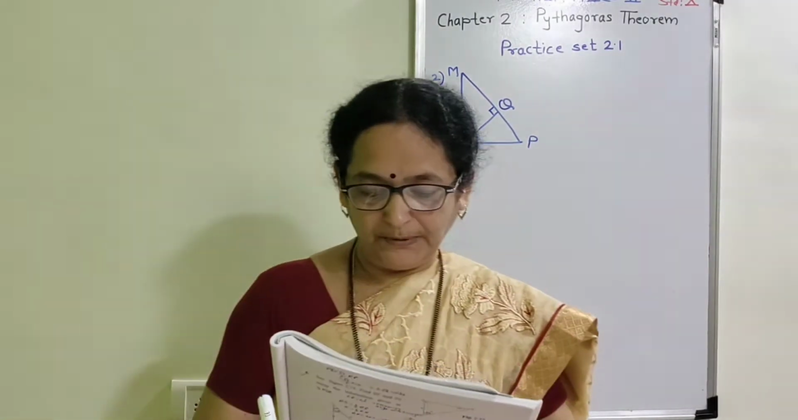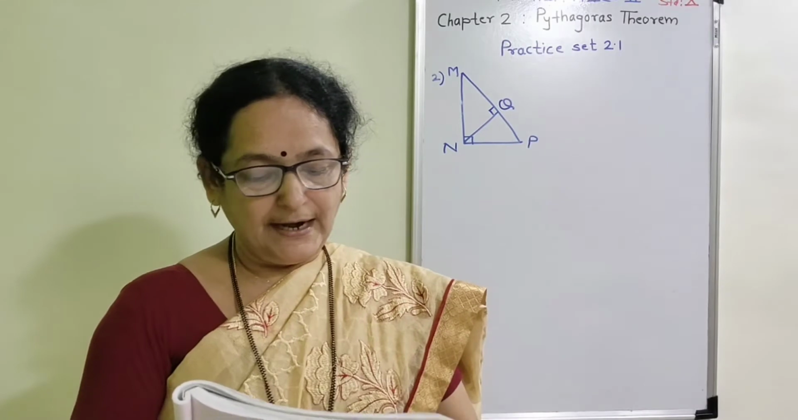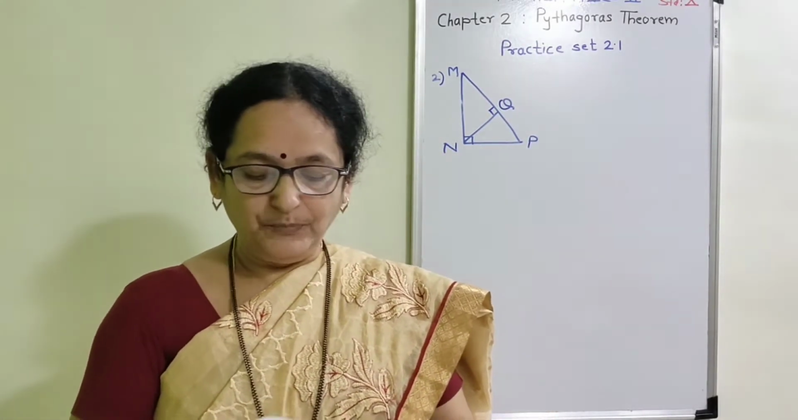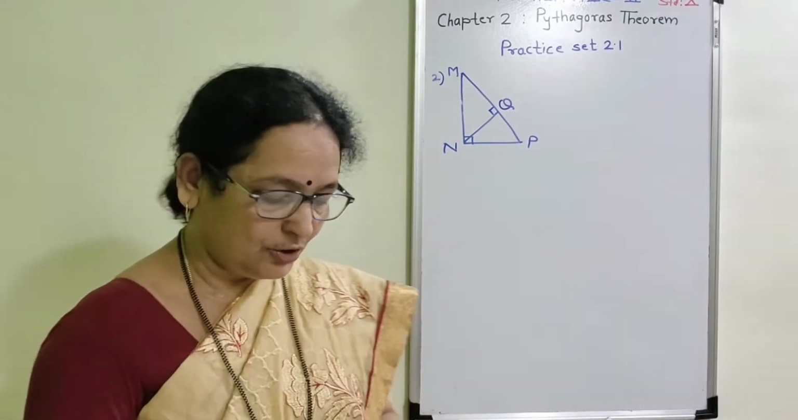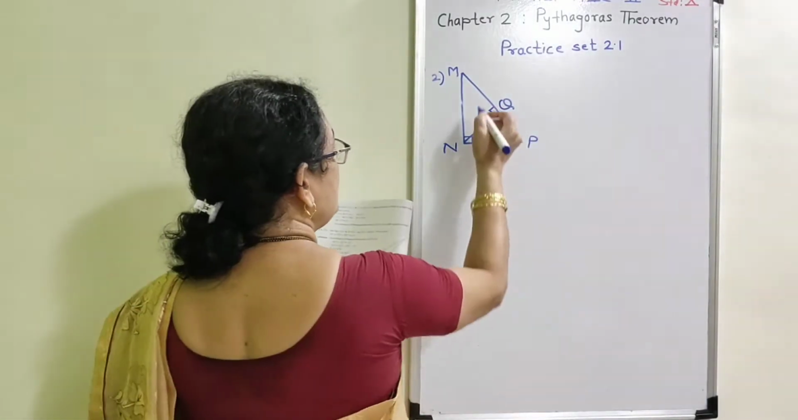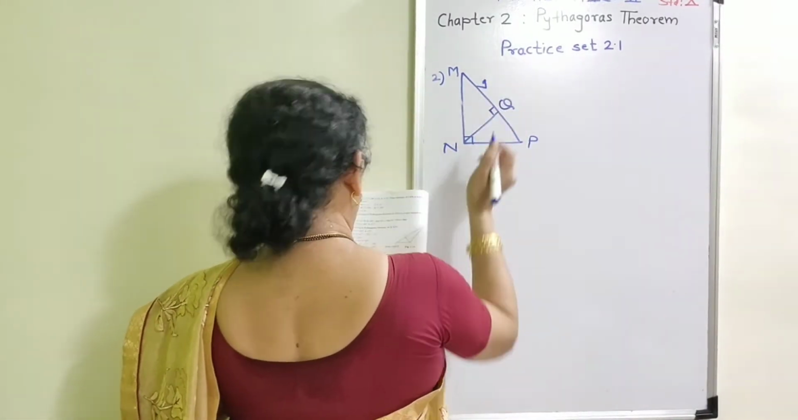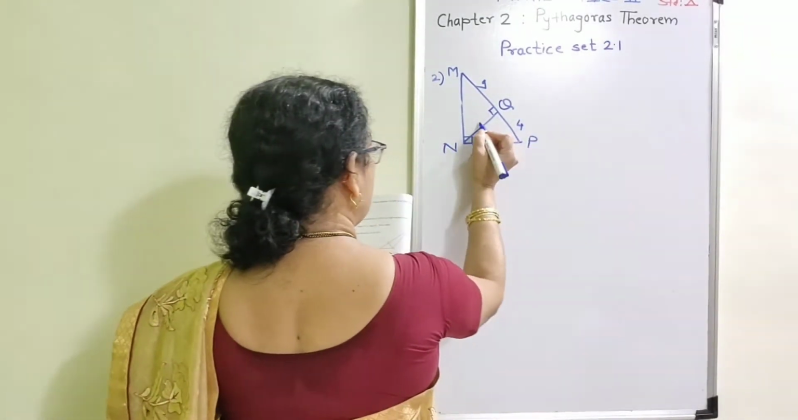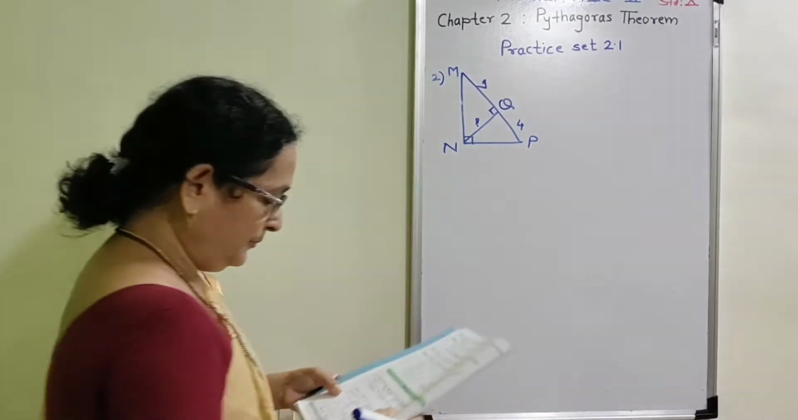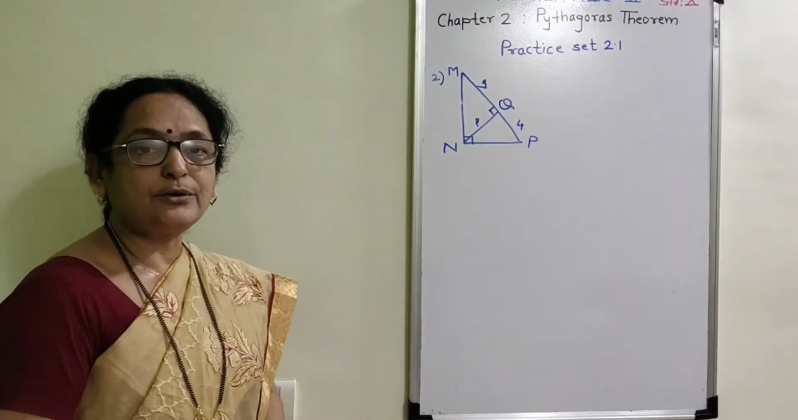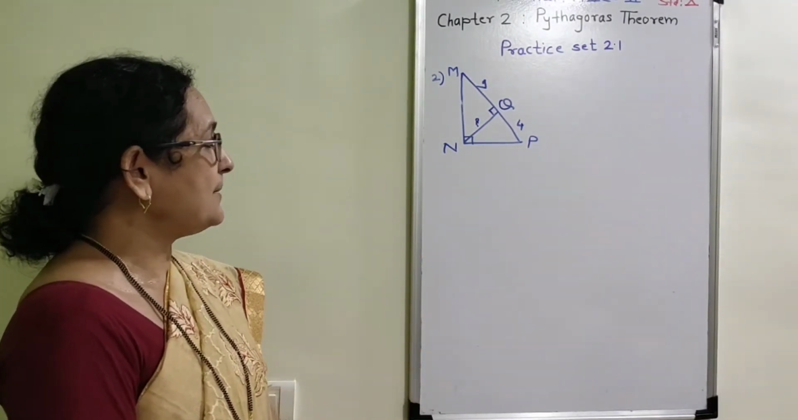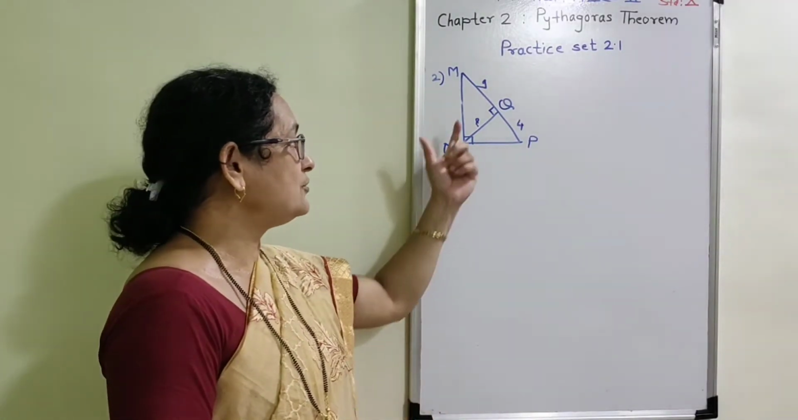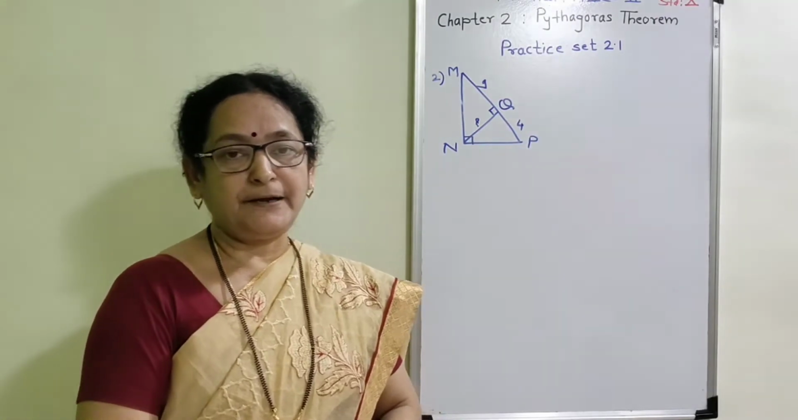Now I am going to read the example. Angle MNP is equal to 90 degrees and segment NQ is perpendicular to segment MP, and they have given the lengths of two sides, that is MQ is given as 9 and QP is given as 4, and you are going to find out NQ. Now here I am going to tell that when you apply the theorem of geometric mean, we are going to find out the length of segment NQ.